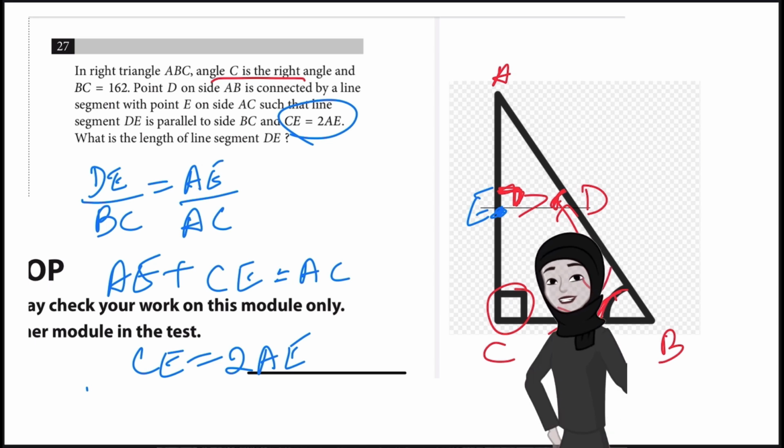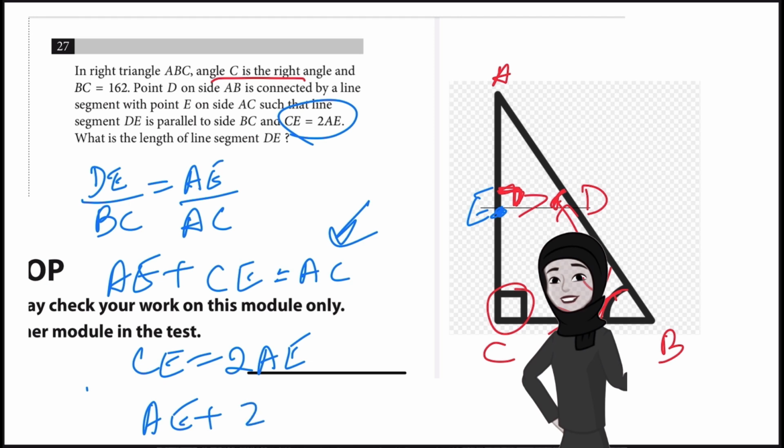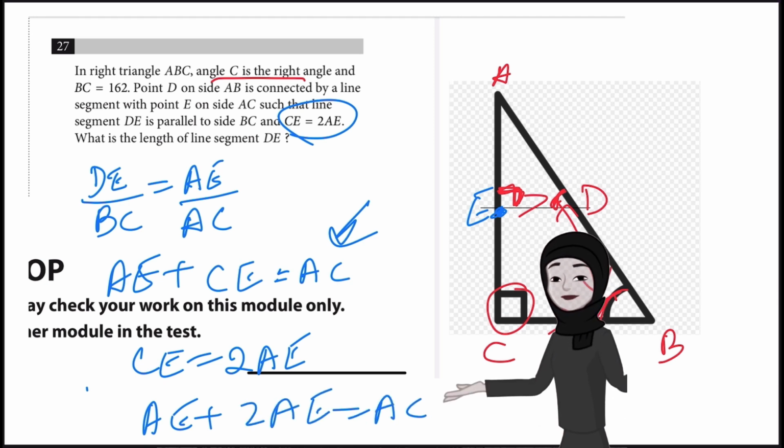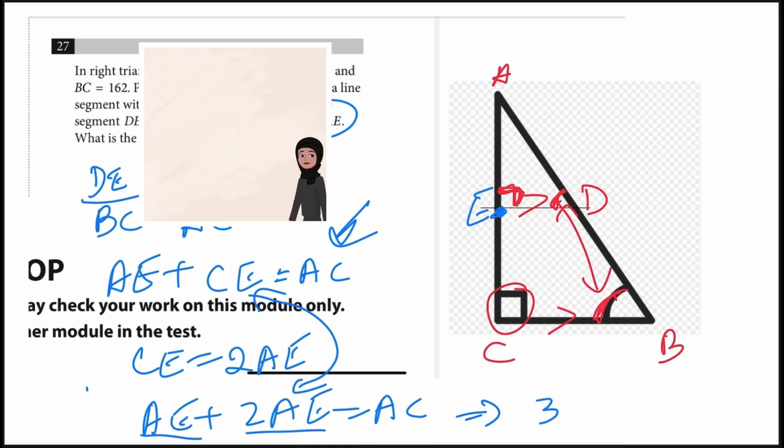So substituting 2AE for CE in this equation, we will get AE plus 2AE is equal to AC. Because CE is equal to 2AE, we are substituting 2AE so that we can add these two. So what will that lead to? It will lead to 3AE is equal to AC.